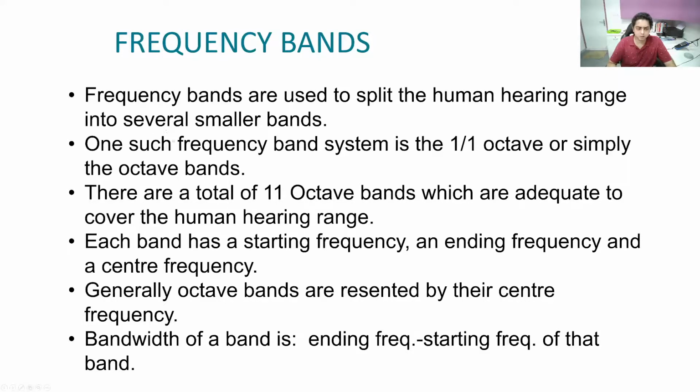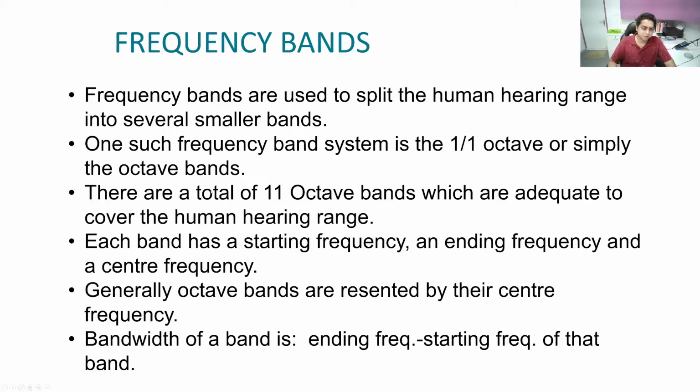One such frequency band system is the 1-1 octave band system. The octave band system basically says that the next center frequency must be double the previous center frequency. I'll tell you more about what the center frequency is. The human hearing range is split into 11 octave bands, starting at the center frequency of the 16 Hz band and ending at the 16,000 Hz band.